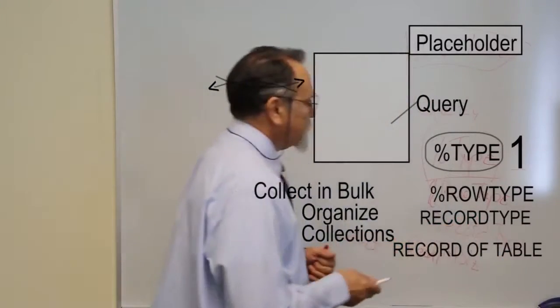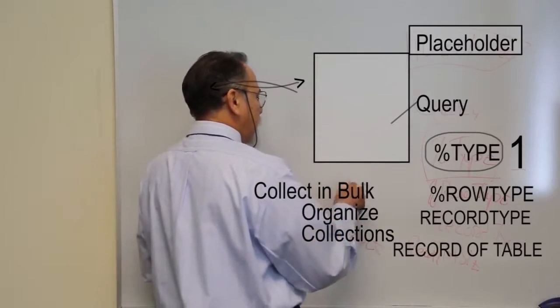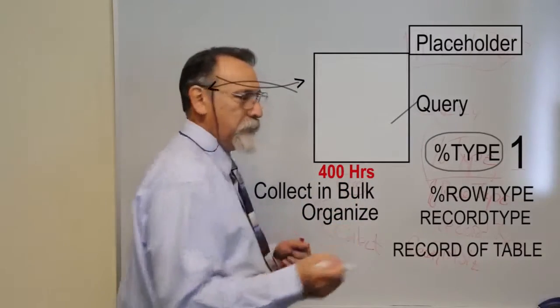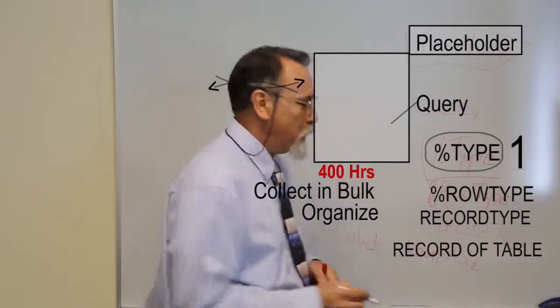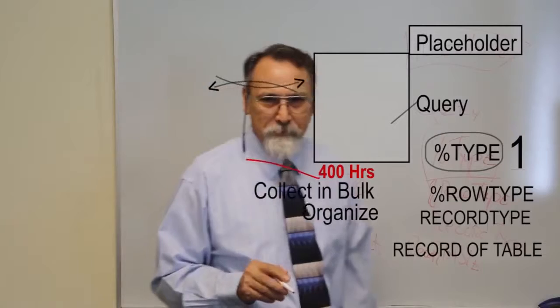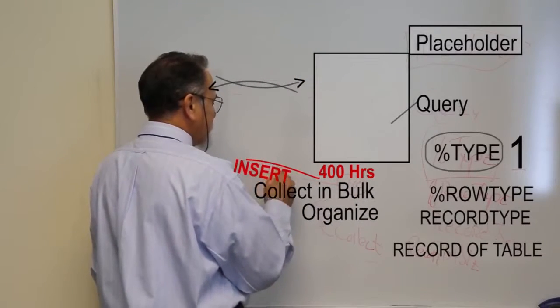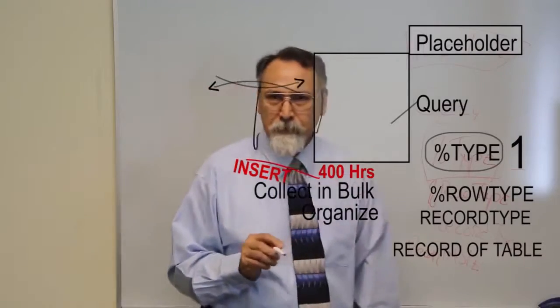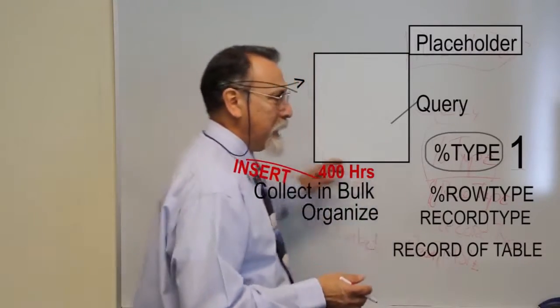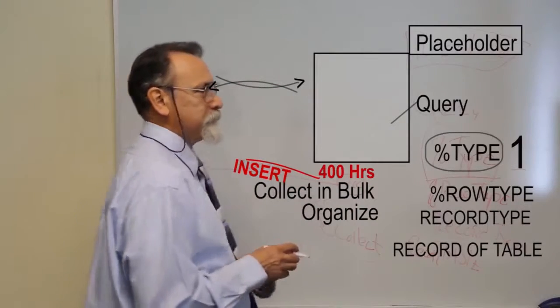Now, remember that we had that $400 from the previous example. So what you want to do is you want to put this back into the database. So you want to insert that. Okay? So there's a mechanism that allows you to insert information into the database.